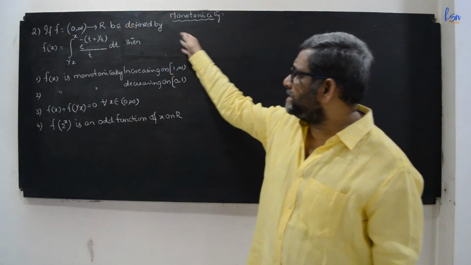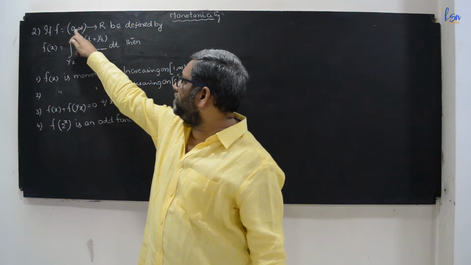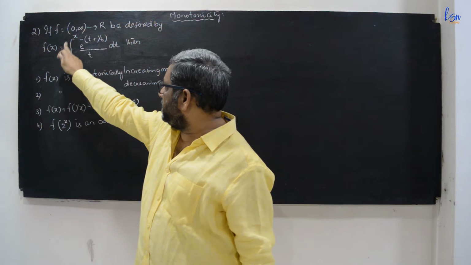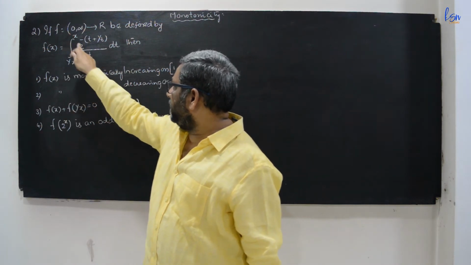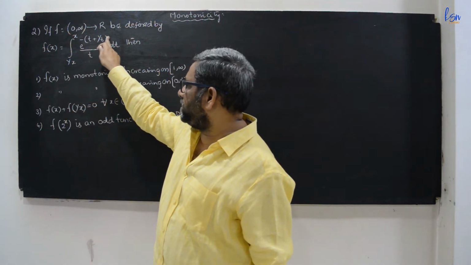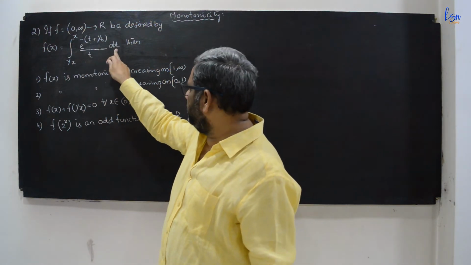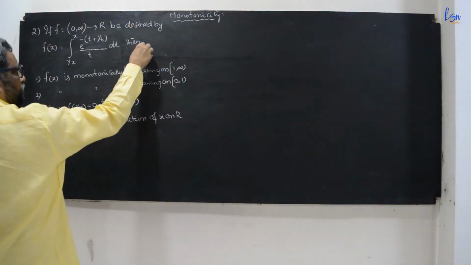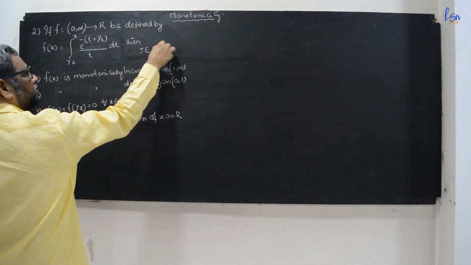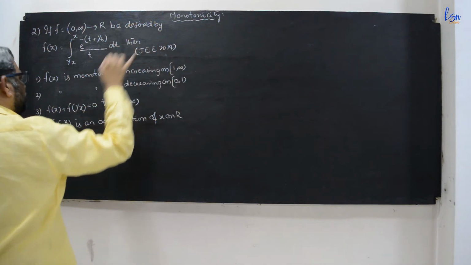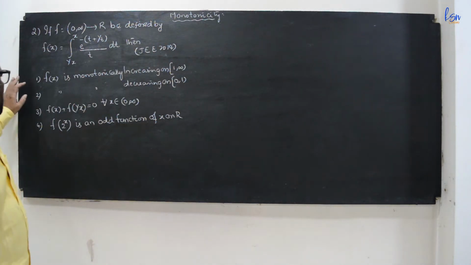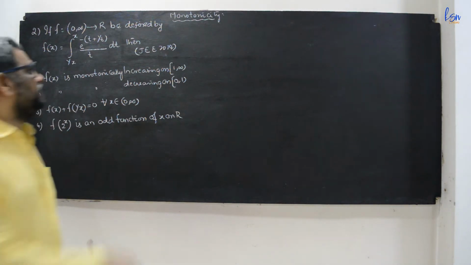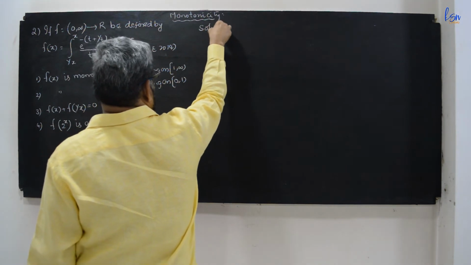The second problem is: let f from (0, infinity) to R be defined by f(x) = integral from 1/x to x of e^(-(t + 1/t)) dt. This is a question given in JEE 2014. This is a question having more than one option, so let us check it. We will go through the solution.